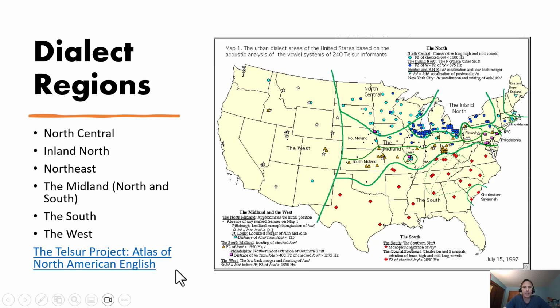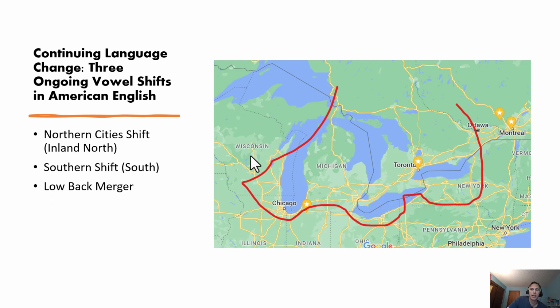And a lot of this data is taken from the Telsur project, the Atlas of North American English, and there's a link to that, which you can explore more. So we're just going to have a quick and by no means exhaustive look at some of these dialectal differences.